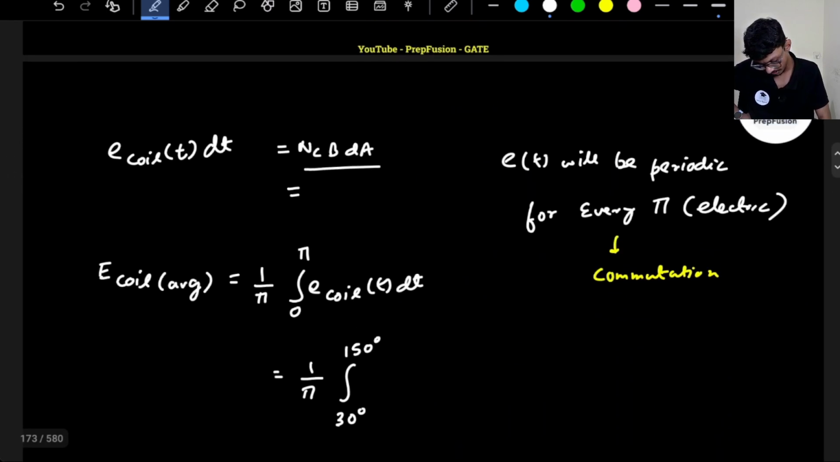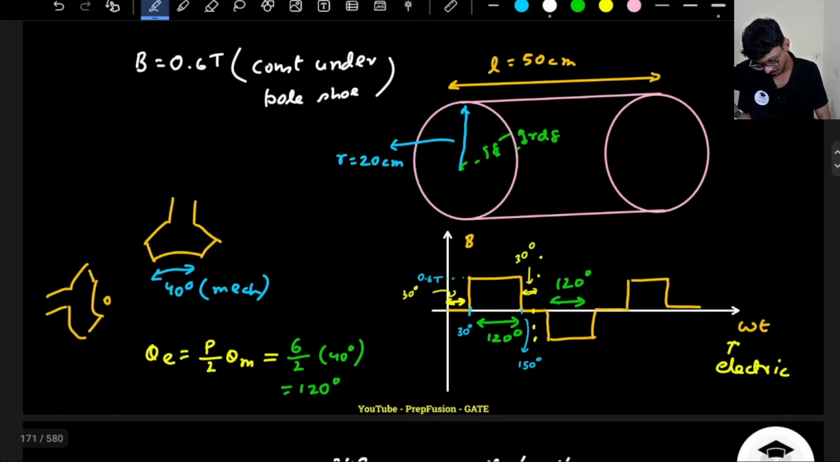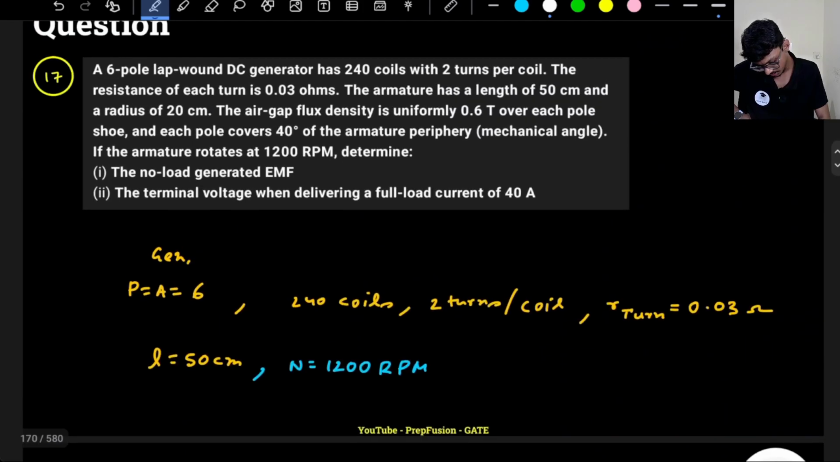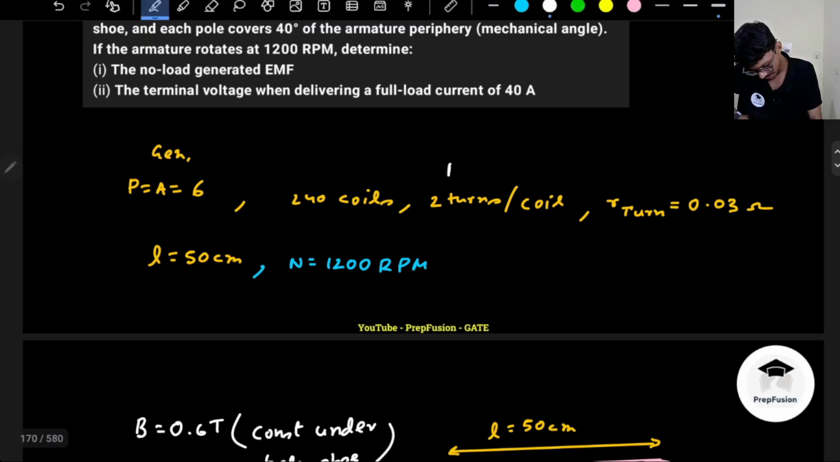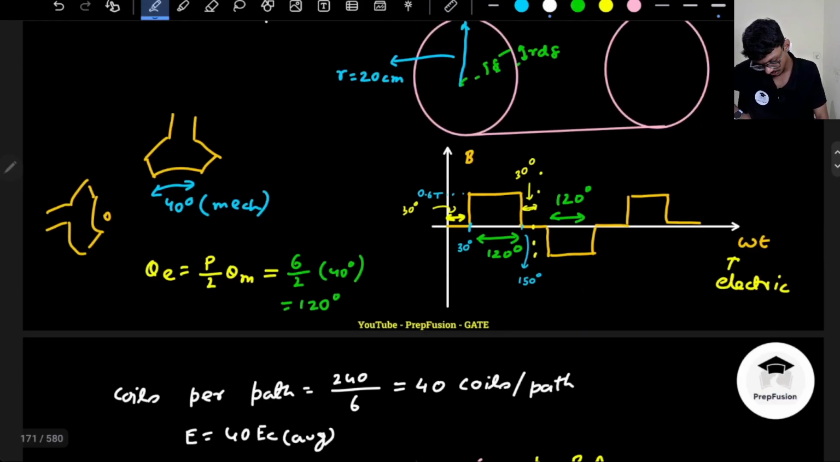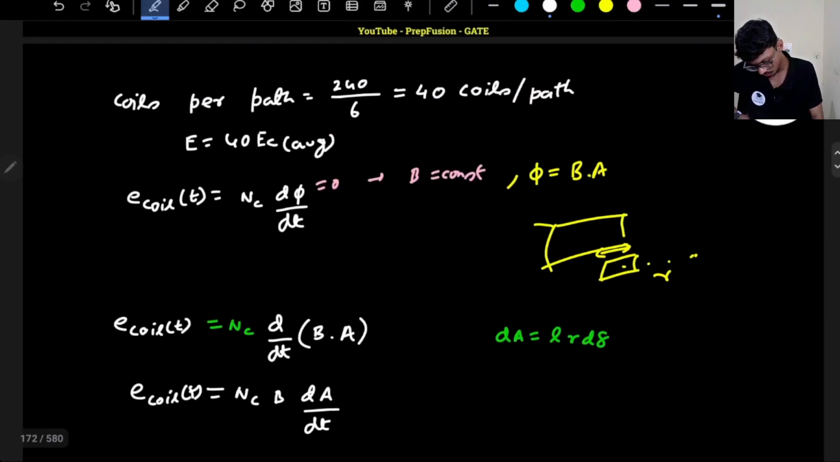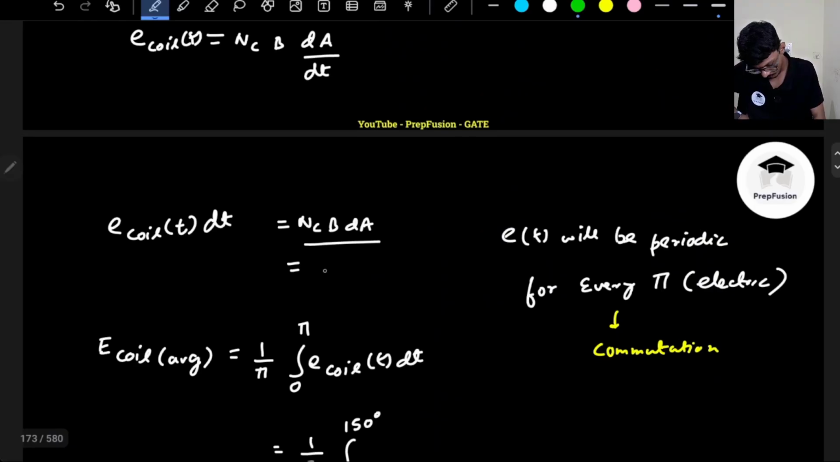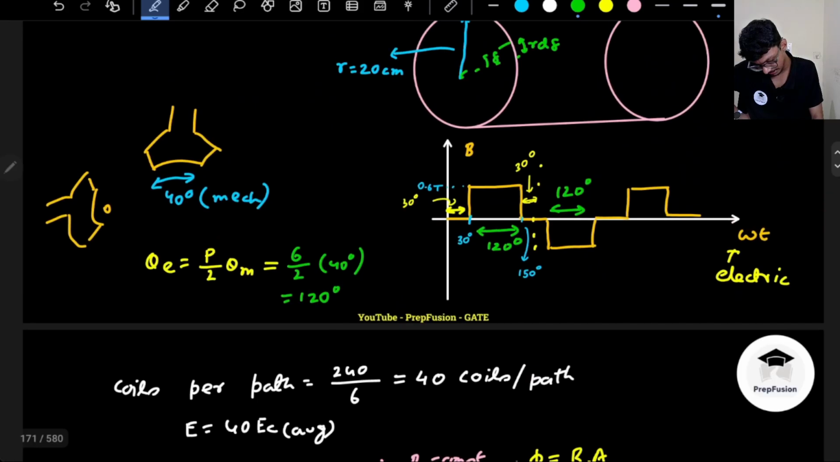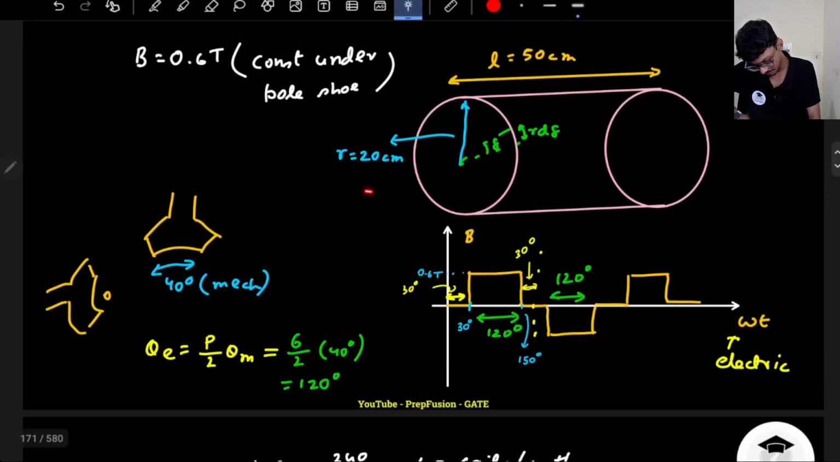So this will be from 30 to 150 degrees, and NC, turns per coil, is 2. NC is 2, turns per coil. So this will be 2 into B, that is 0.6, into R d delta. So how much is R? 20 centimeter.